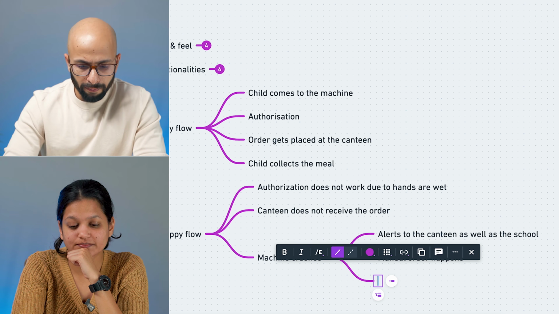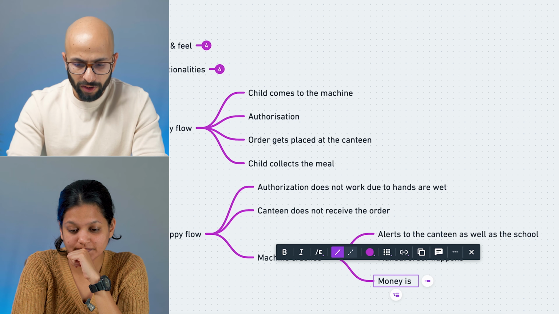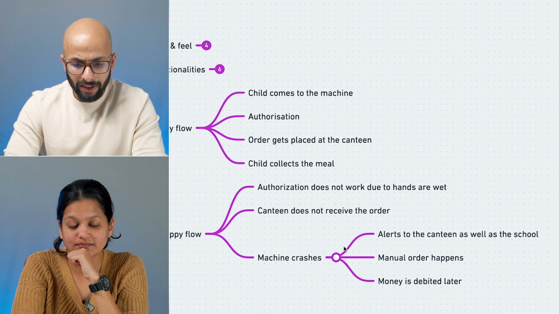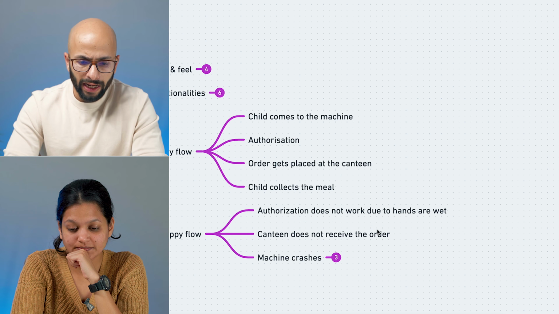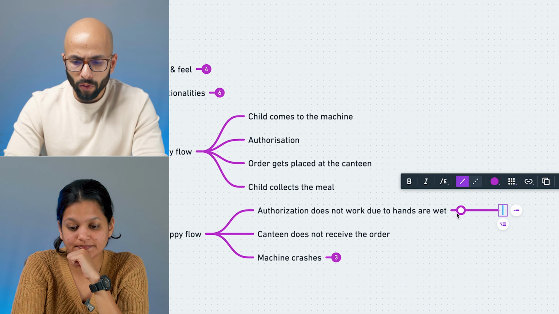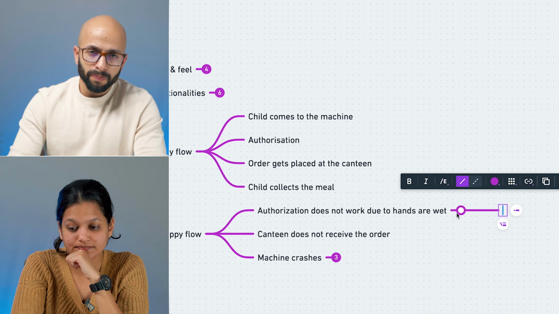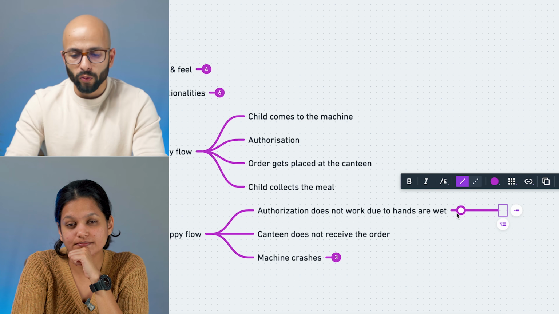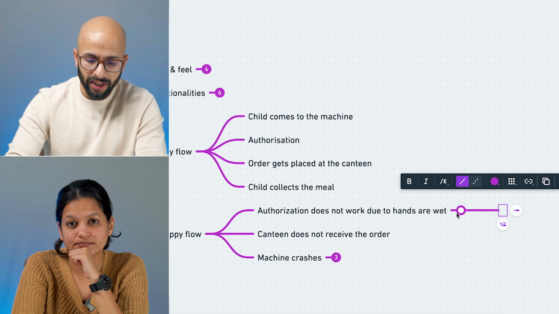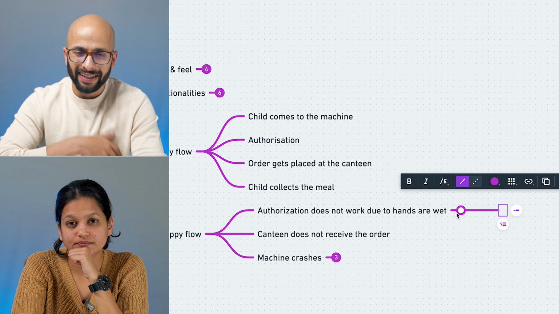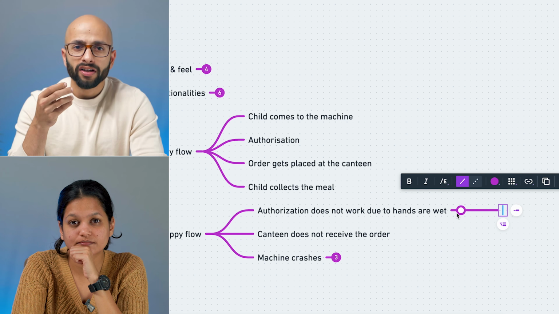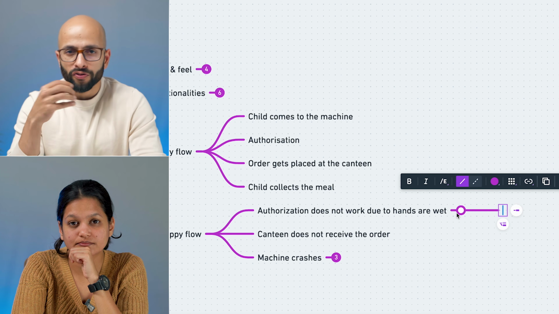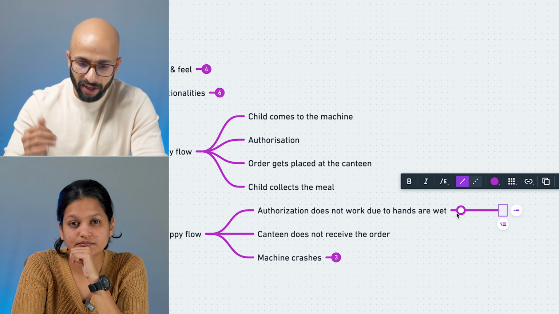Happens and money is debited later. Canteen does not receive the order and authorization does not work due to wet hands. I think over here, if this becomes a really common use case, we can detect it. Nowadays screens can detect wet hands, or that the screen is too wet. We can provide tissues and prompts for the child to clean their hands and try again.